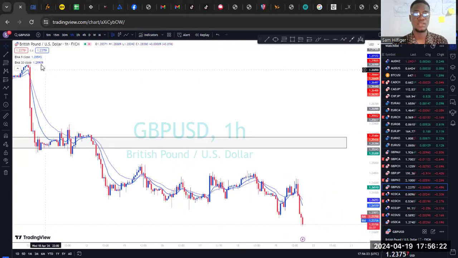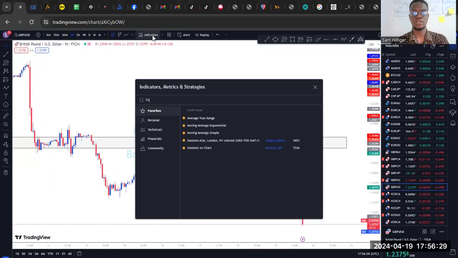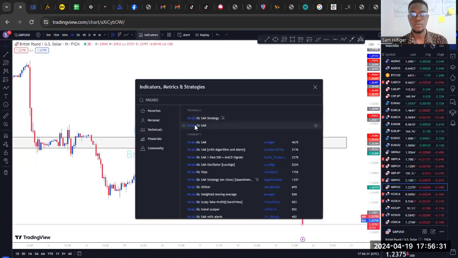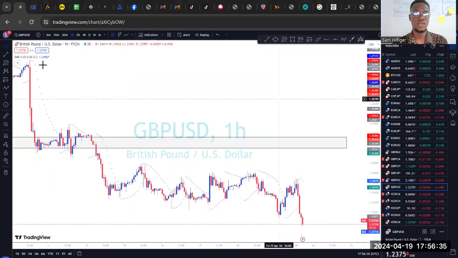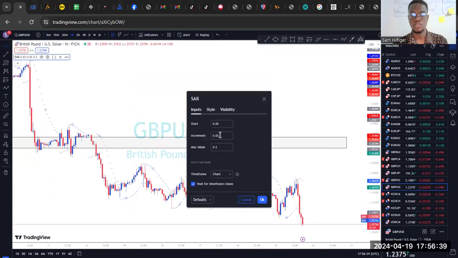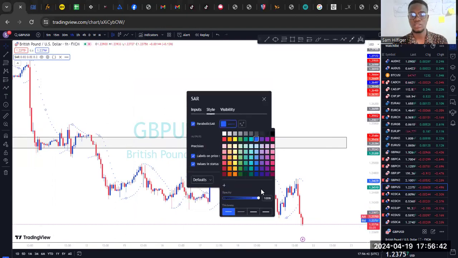Then we have another indicator mostly being used, which is called parabolic SAR. So you just select parabolic SAR. We have thousands, maybe hundreds of thousands of indicators. You can see some dots have been added on the charts. So let me just deepen it so that it will help us see it clearly from my computer.